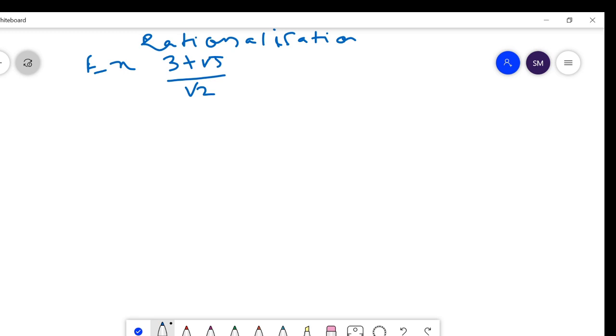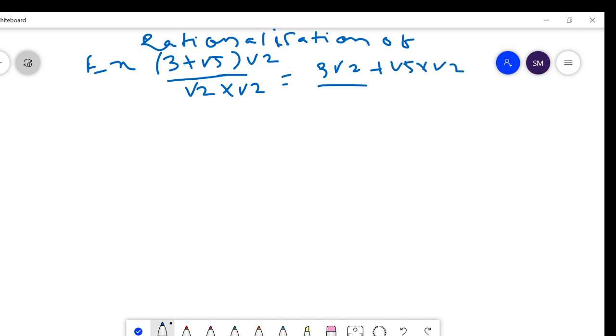Rationalization of denominator. Then how can we rationalize? Multiply root 2 in denominator, then also multiply root 2 in numerator. Otherwise the value will change. Then what you get in numerator? 3 root 2 plus root 5 into root 2 upon root 2 into root 2, 2. Then in numerator you get 3 root 2 plus root 5 into root 2, what? Root 10 upon 2. Here the denominator is a rational number.